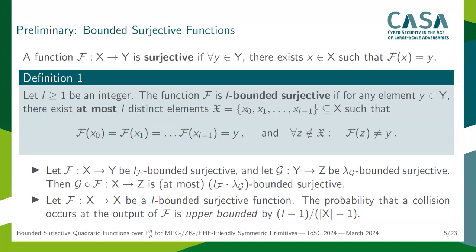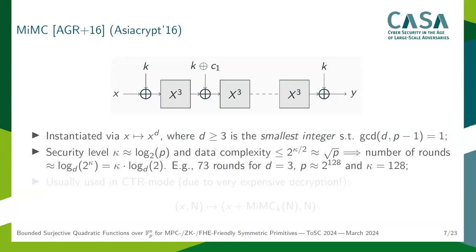Okay, so let's start with MiMC, which we already saw in Mattia's slides. MiMC is quite simple. We have a round function, in this case the cube map, but in general a power map where the exponent is coprime with p minus one in order to be invertible. We have key addition, constant addition, and that's basically it. If we want a security of kappa bits, where I'm assuming that kappa is log2 of p, and we also have this data complexity limit, then the number of rounds is approximately kappa times log base d of 2. Some concrete numbers: if you want 120 bits of security and d is equal to three, we need 73 rounds.